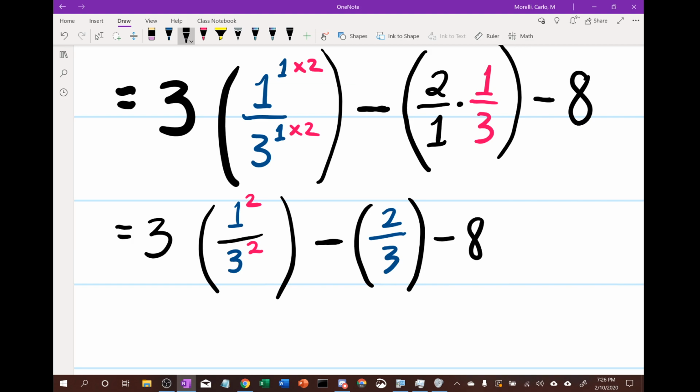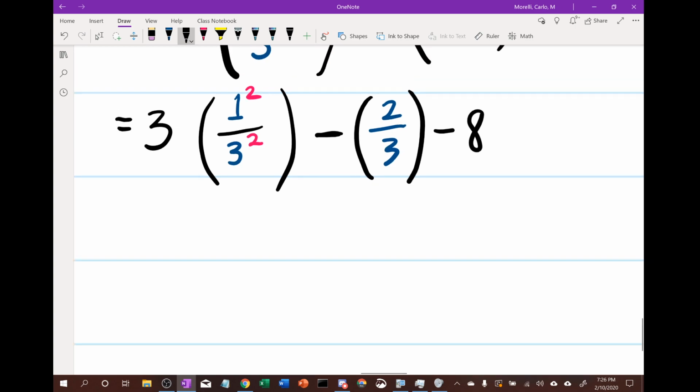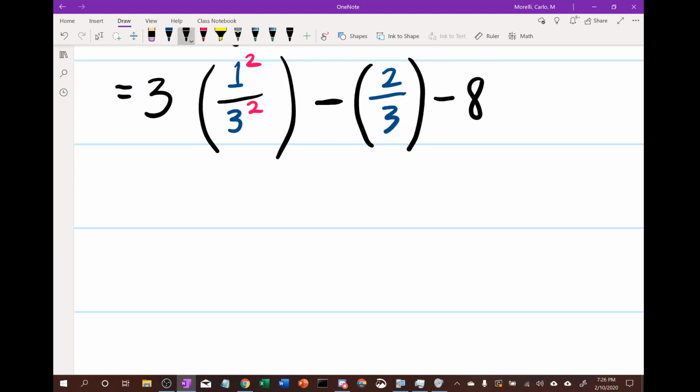Here we go. That's it. Is it because you multiplied 2 and 1 and then 1 and 3? That's exactly right. So now my new line will say equals. And now what I'm going to do is open this parentheses up and put the 3 inside as 3 over 1 times, and 1 times 1 squared is 1 times 1, which is just 1, over 3 squared, which is 3 times 3. What's that?